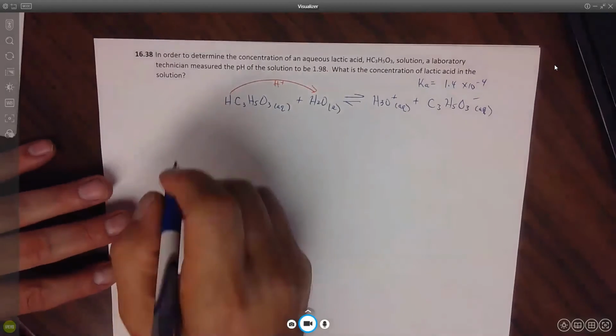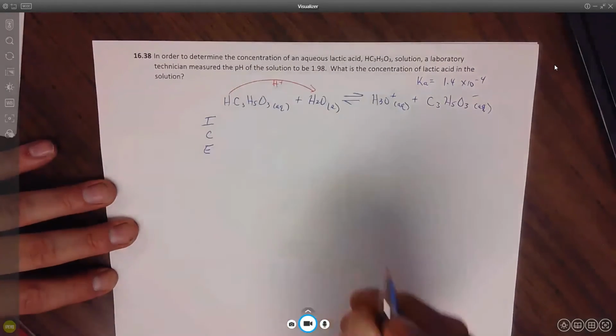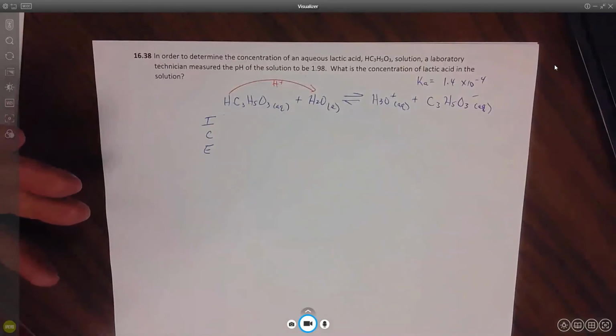Now let's set up our ice table. If you're dealing with a weak acid or a weak base and you don't know where to start, start with an ice table. You might not need it, but in most cases you will need it, okay?